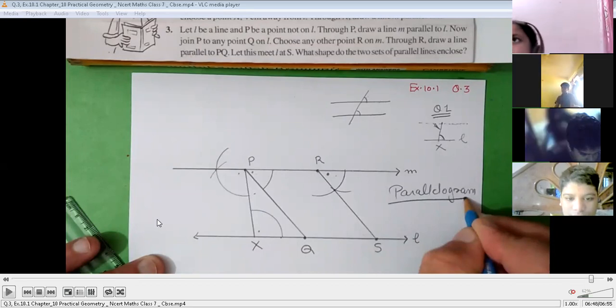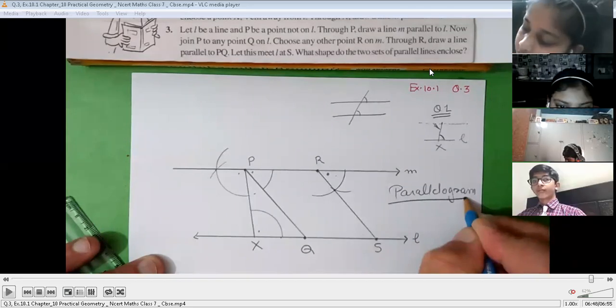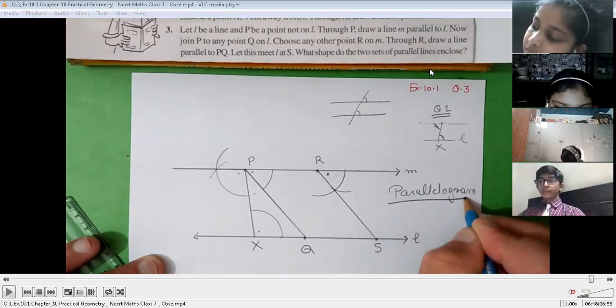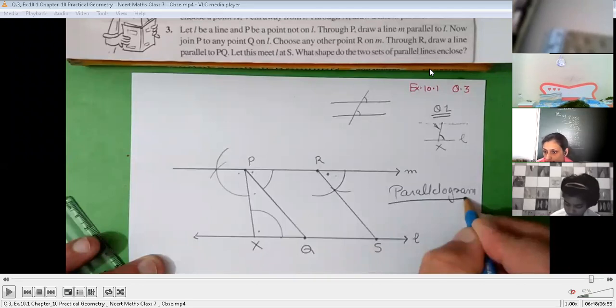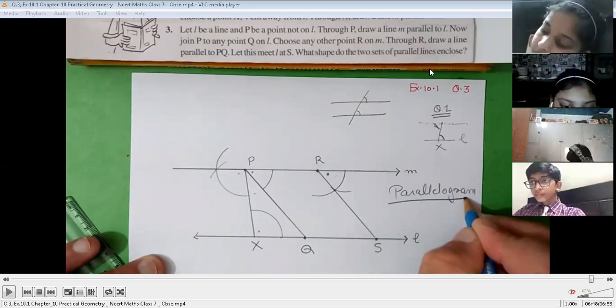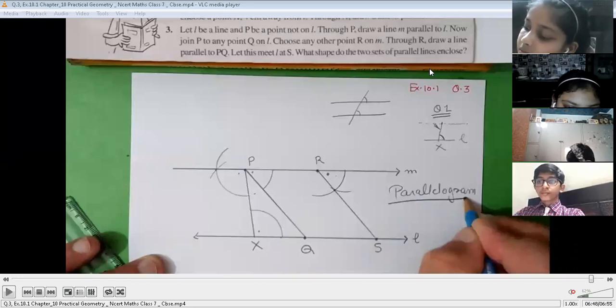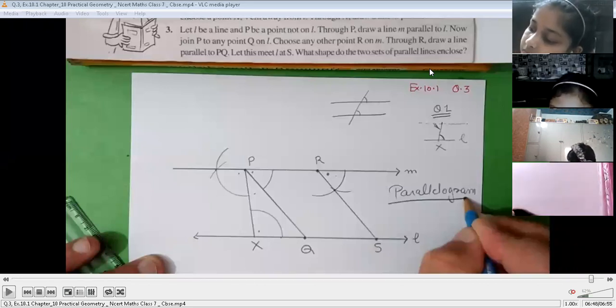Step 6: mark a point R on M. Step 7: through R, draw RS parallel to PQ.